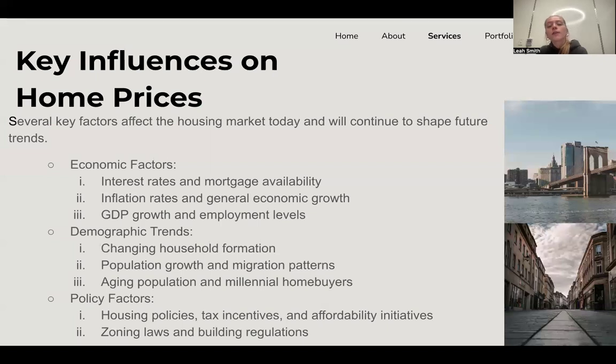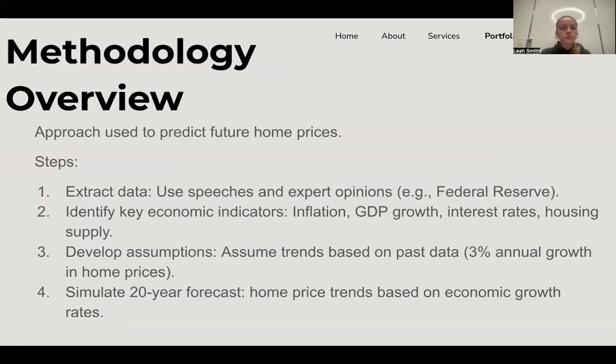For economic factors, I have interest rate and mortgage availability, inflation rates, and general economic growth, alongside GDP growth and employment levels. For demographic trends, I have changing household formation, population growth, and migration patterns, and then aging populations and millennial homebuyers. And then lastly, for policy factors, I have housing policies, tax initiatives, and affordability initiatives, zoning laws, and building regulations.